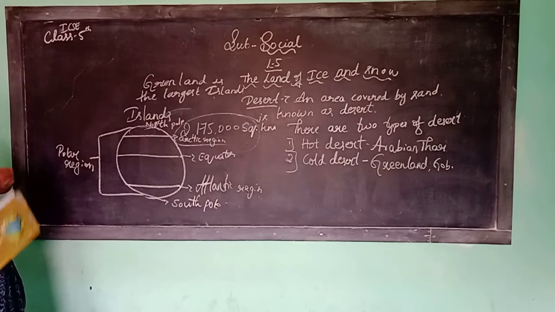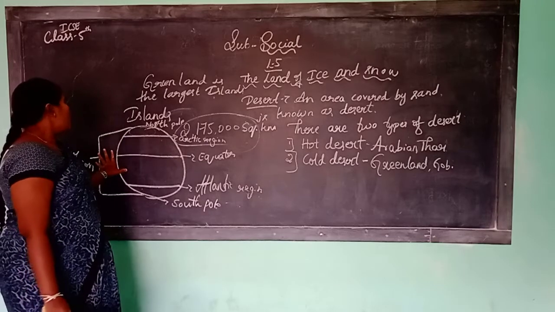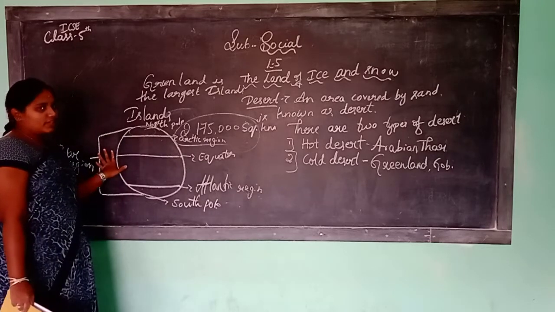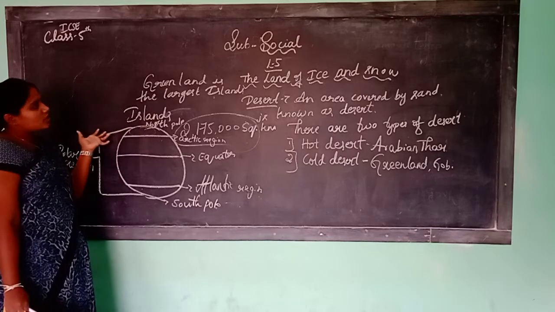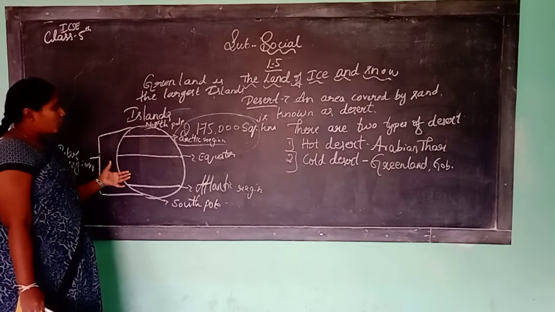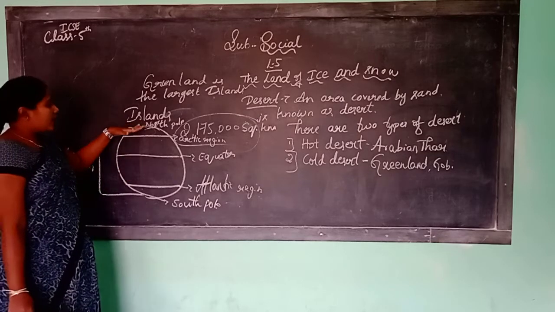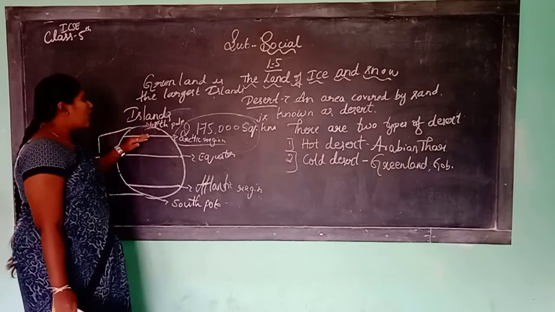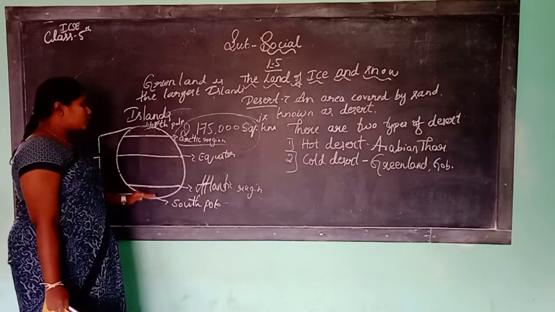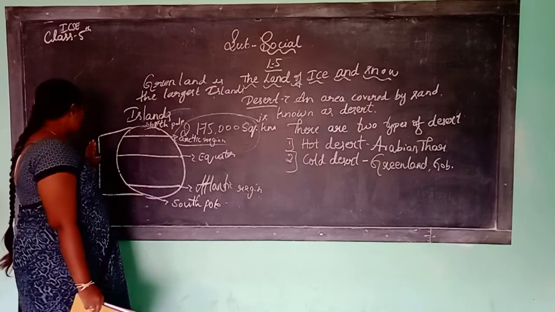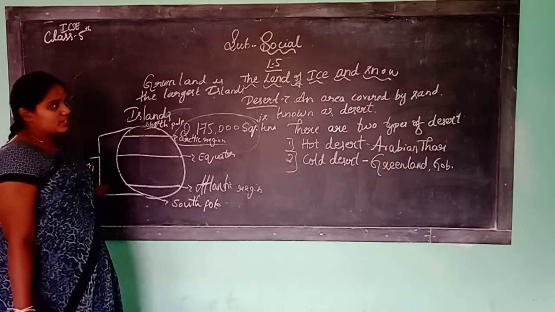Understand, children, what polar region means? This green line is in the polar region. So, what is polar region? The area from the North Pole to the Arctic Circle and from the Antarctic region to the South Pole is known as the polar region. Green line is in the polar region. Understood?